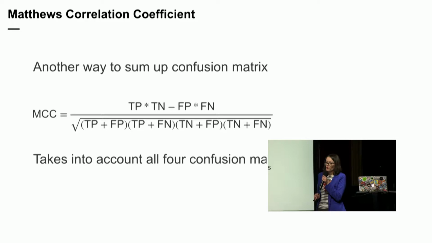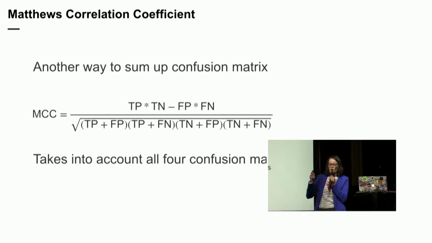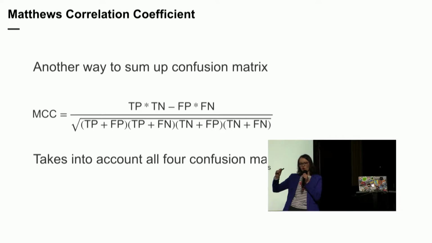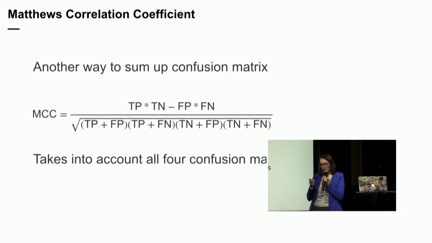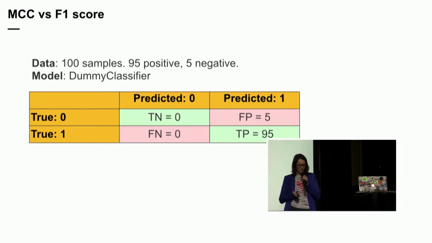There's also one more way to summarize a confusion matrix, which is called Matthews correlation coefficient. What is important to notice about this formula is that it takes into account all 4 cells of the confusion matrix. And this is important. It has its consequences. And I'm going to show you a couple of examples.